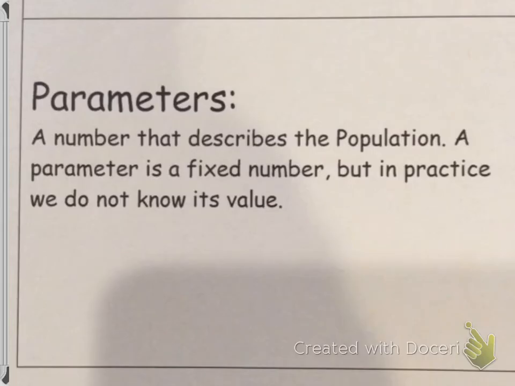All right, a couple more vocabulary words here. The next one is a parameter. A parameter is a number that describes the population. So a parameter is a fixed number, but in practice, we don't usually know its value.